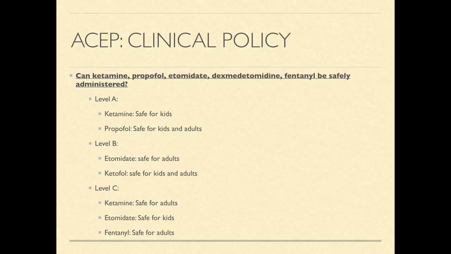And the last thing is the medications that ACEP backs up from the standpoint of the emergency room. Level A: ketamine, safe for kids, and propofol, safe for kids and adults. Level B: ketofol and etomidate for both kids and adults. And then level C would be ketamine for adults, etomidate for kids, and fentanyl, which I said is not a big one that I use often. Those are the ones that ACEP gives their recommendation for.